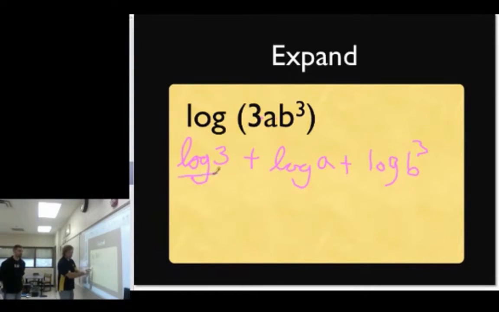This looks okay. This looks okay. I don't know about that last one. I'm thinking, wasn't there a property where we could bring this 3 out front? I think we can do that now. I don't know if you need to or not. When it says expand, I don't know.